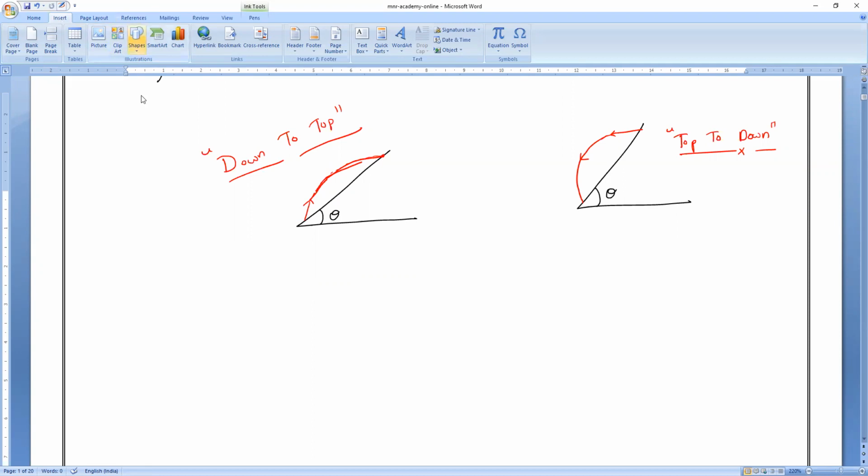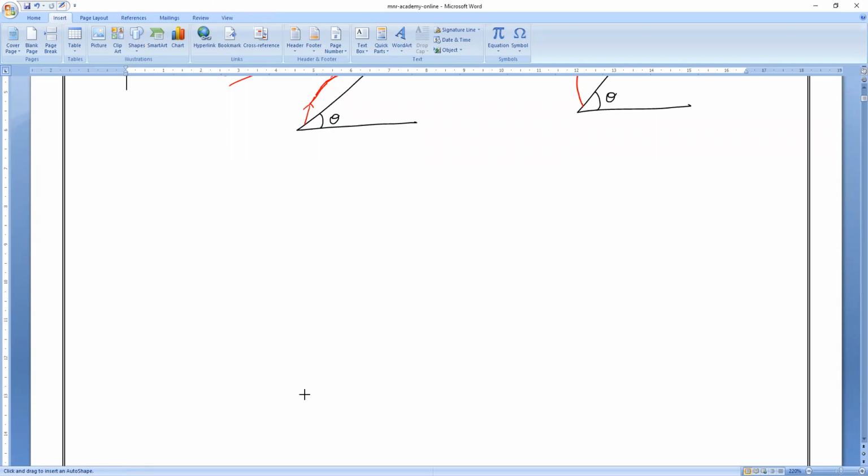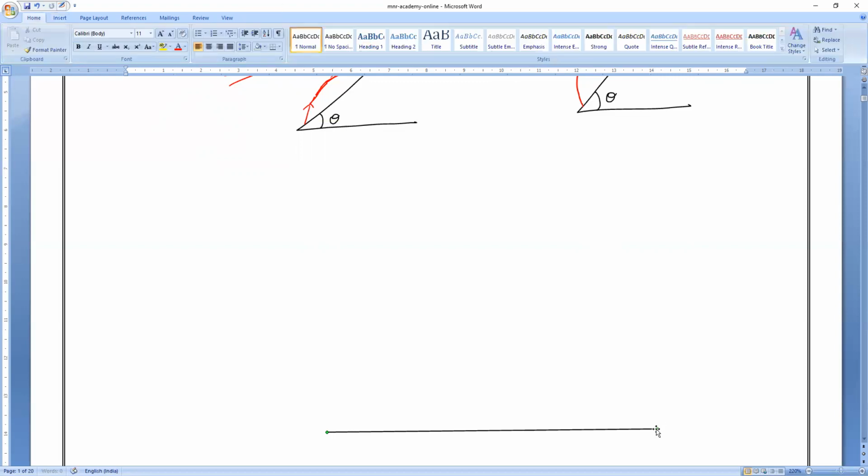So let us see now. First, I will make the inclined surface. All of you keep the heading down to top. What we are going to study now is down to top. Is it okay, all of you? Yes, sir. Okay, so keep the heading down to top.